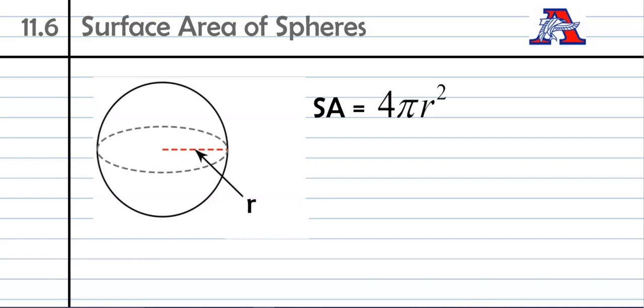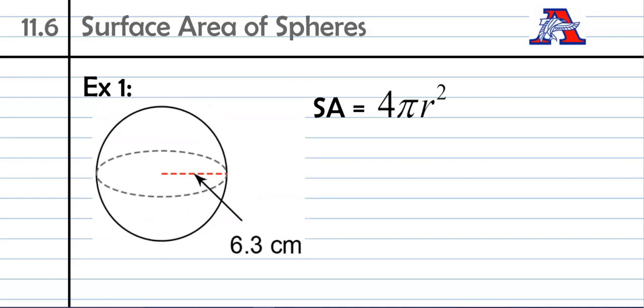So surface area of a sphere is just 4 pi r squared. There's only one variable in the formula, and it's r, the radius, which we've already talked about. It's just halfway through the circle. The reason there's a circle in a sphere is because that's the cross section of a sphere. If you were to cut a sphere in half, you would see a circle. If you flipped it on its side, you'd be staring at a circle. So find the radius, plug it in, and you're good to go.